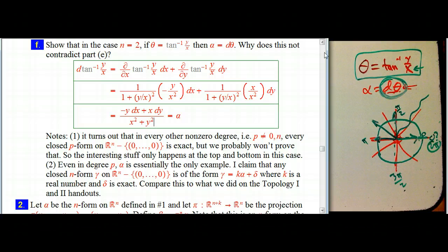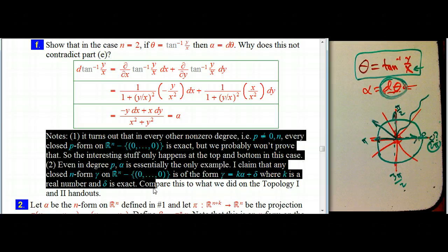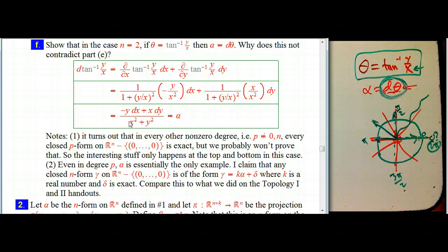Okay, but so I wanted to mention that. So this form is really important in all dimensions. When you look at this very simple space, Rn minus the origin, and you have a closed but not exact form. So here's some notes, stuff that we're not going to do as problems or prove. Okay, so the claim is that if p is not equal to 0, which we know is always special, or n, which is the dimension of the space we're in, it actually is true that every closed p form on Rn is exact.